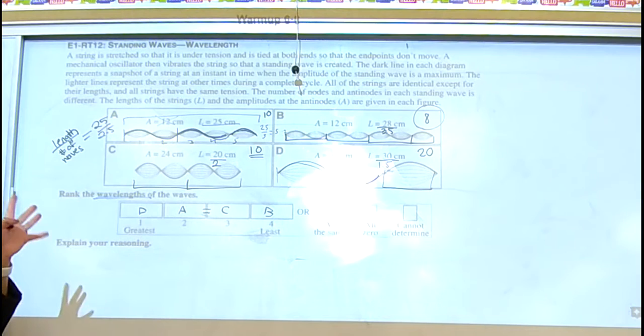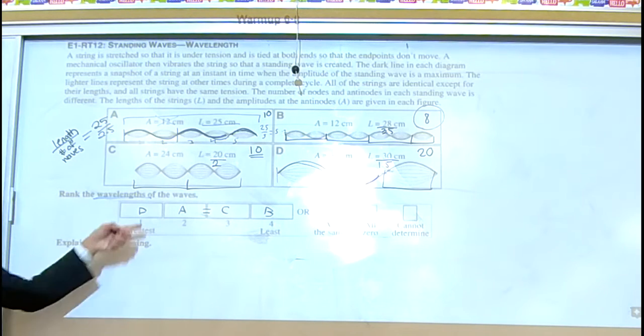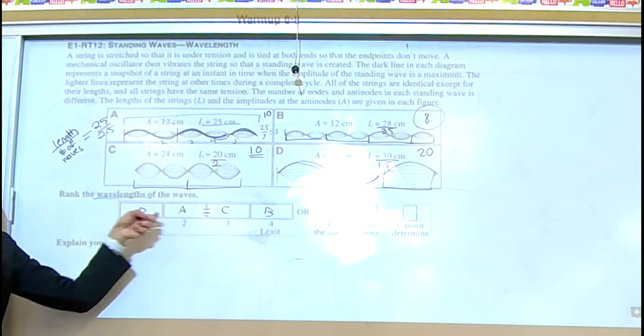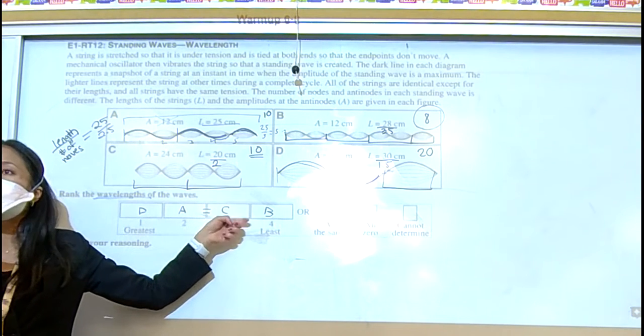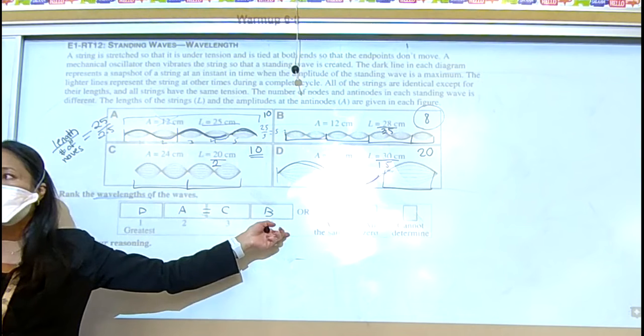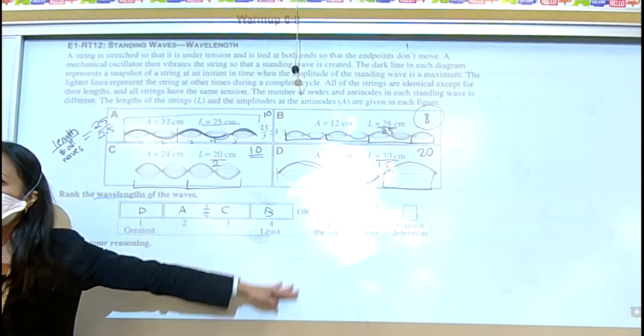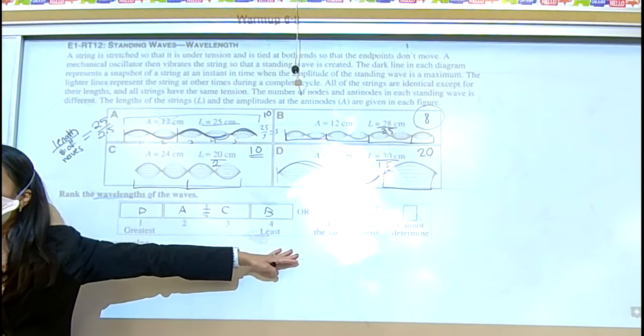Does that make sense? Okay, so then we've got this ranking of D having the greatest wavelength, A and C being equal, and then B having the shortest wavelength. Any questions about the ranking? Okay.